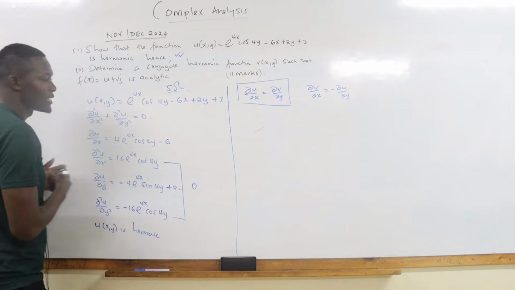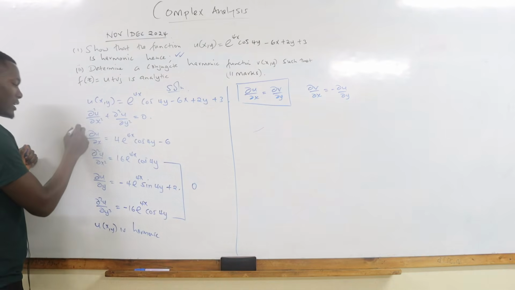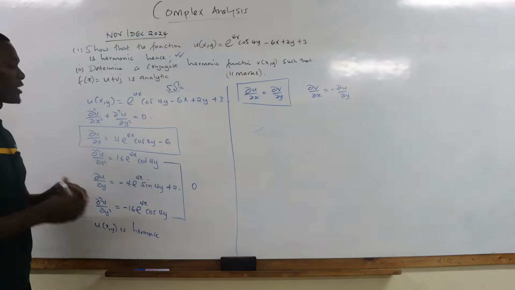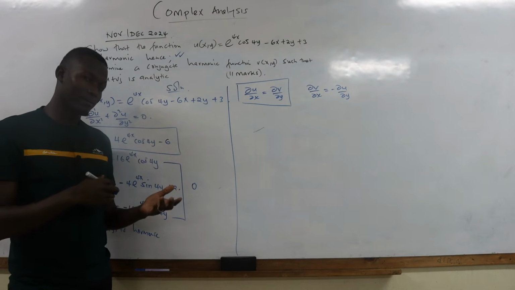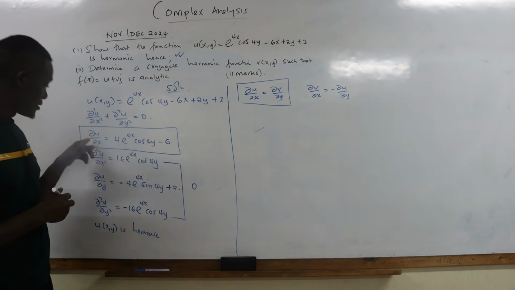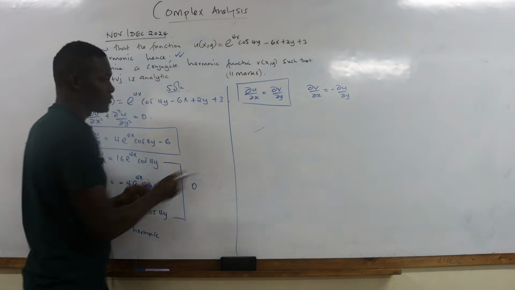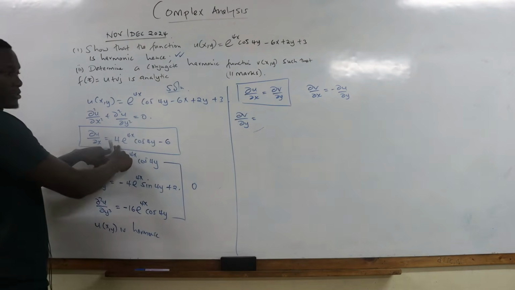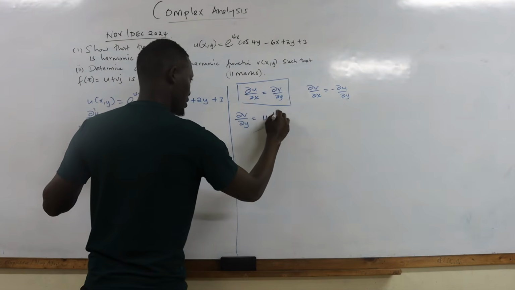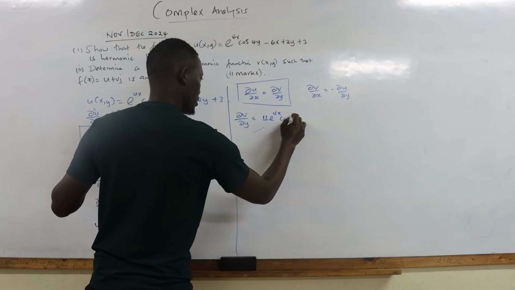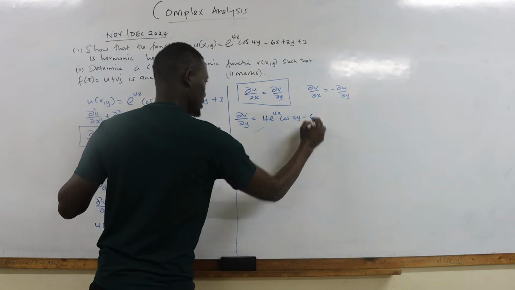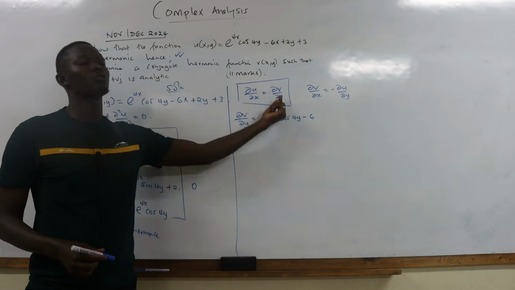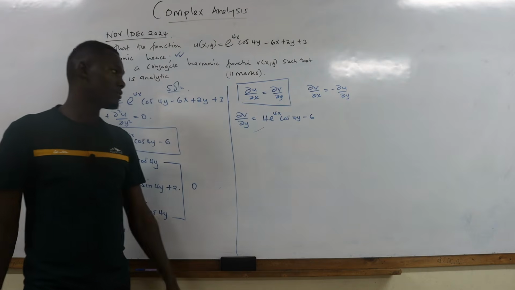Now, let's come to our derivatives. What do we have as our du/dx? Our du/dx is given by that. Are you together? So therefore, what is my dv/dy? This should be the same as that. So my dv/dy will be given by the same function because they are the same. So it is 4 exponent 4x cosine 4y minus 6. They are the same. So if this one is my du/dx, it should also be my dv/dy.